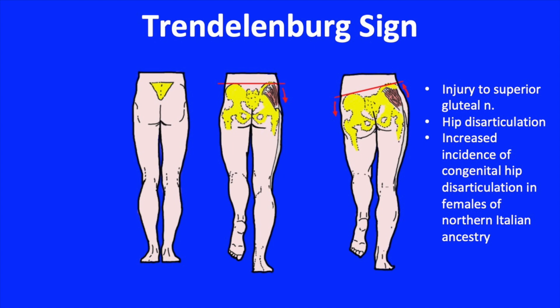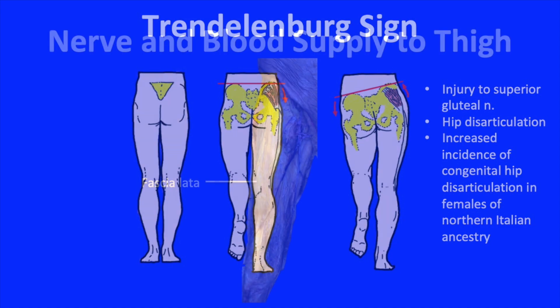There is an increased incidence of congenital hip disarticulation in females of Northern Italian ancestry, presumably due to a genetic link, although it still remains a mystery as to why this is. The newborn girls are treated early in life with a body cast for nearly a year to remedy the situation.